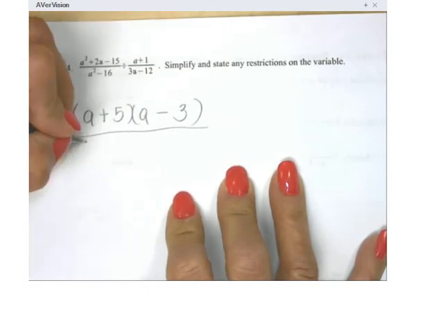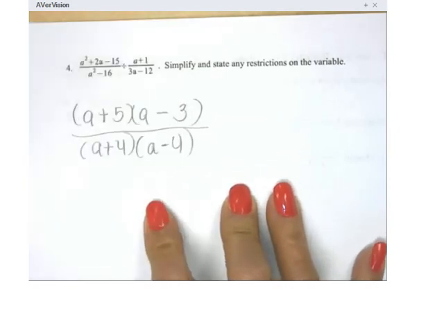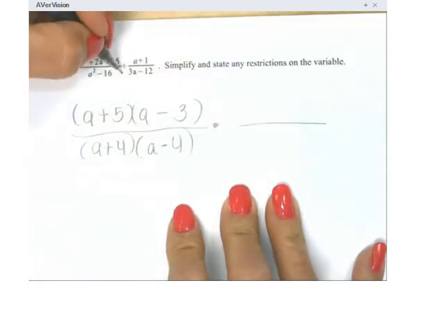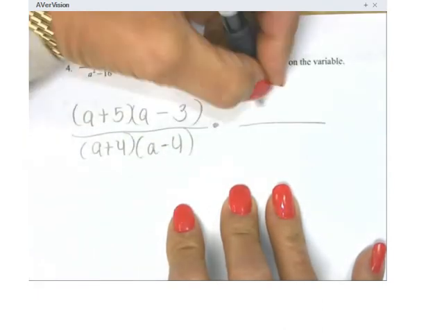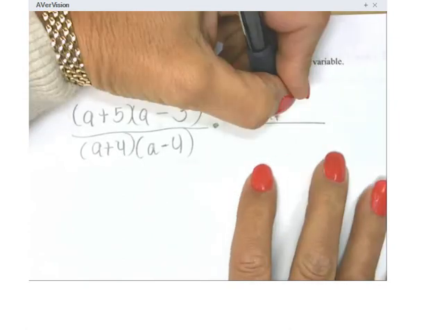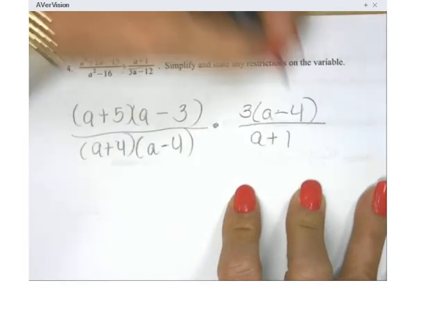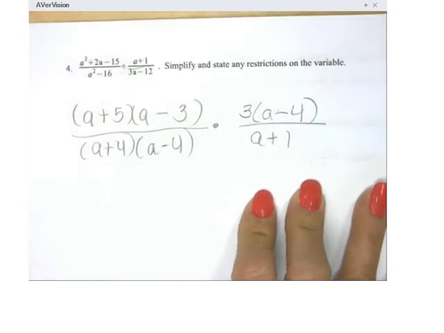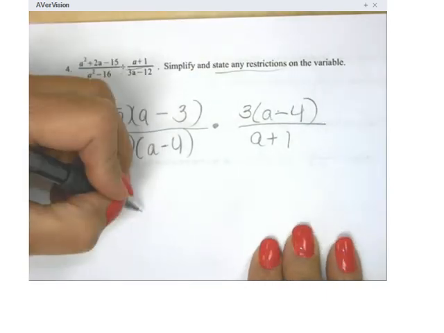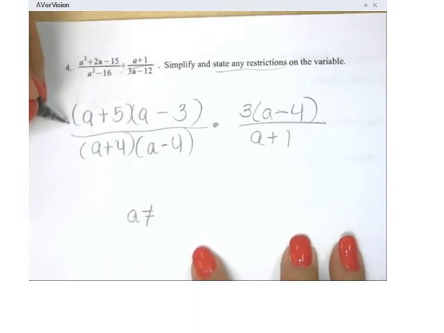Yay, difference of squares. Now I have to change it to times. And I do have a common factor. This will become my new numerator: 3 times a minus 4. Oops, broke a little lead. And then I have that a plus 1, which will go to the bottom. Now I'm ready to start my reduction, or I'm going to get those restrictions again. So once I reduce, sometimes I can't see what I've canceled out.